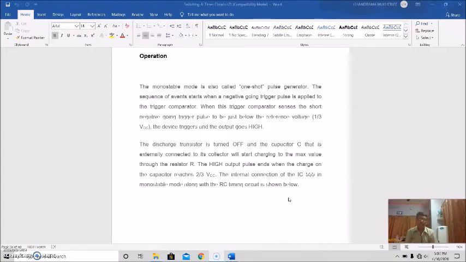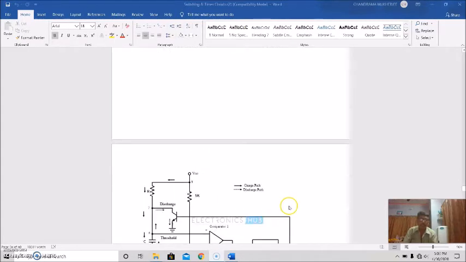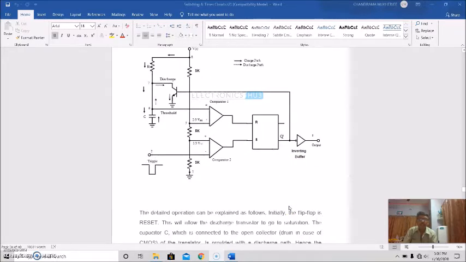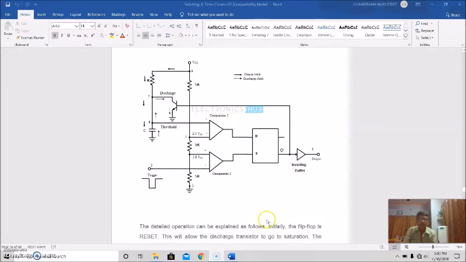The discharge transistor is turned off and the capacitor C, externally connected to its collector, will start charging to the maximum value through the resistor R. The high output pulse ends when the charge on the capacitor reaches 2/3 of VCC. The internal connection of the IC 555 in monostable mode along with the RC timing circuit is shown here. So this is the circuit.